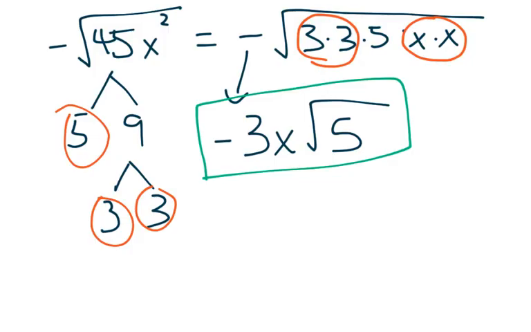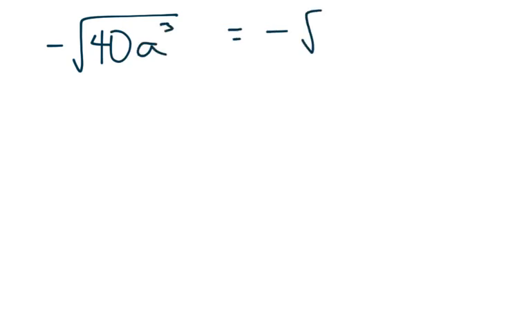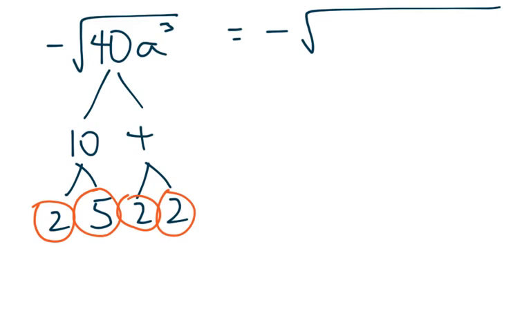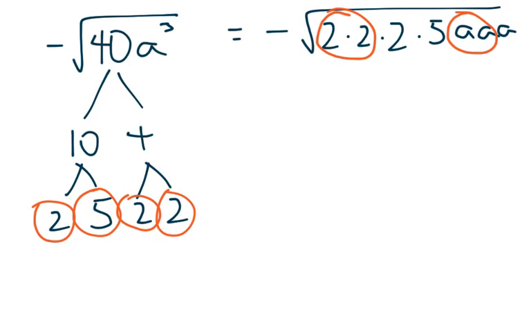So negative square root of 40a cubed. And again, the only thing that's going to happen with that negative is that it's going to stay over here. So 40 breaks down to 10 and 4, and 2 and 5, and 2 and 2. So I have 3 2's, and 1 5. And then I have 3 A's. I think I got everything. Let me look. Alright, looking for perfect squares here. And it looks like that's all I have.